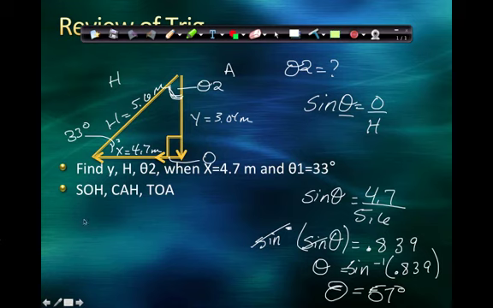Okay, so if we have cosine, the opposite of cosine would just be cosine to the negative 1. If I had tangent, the opposite of that would be tan to the negative 1. And all these buttons should be on your calculator.